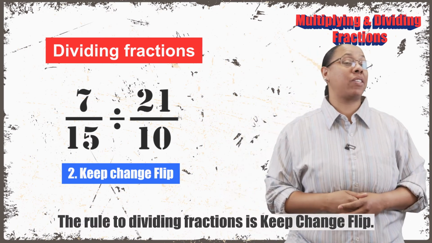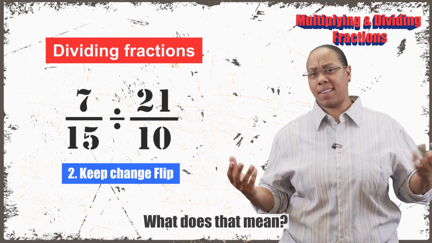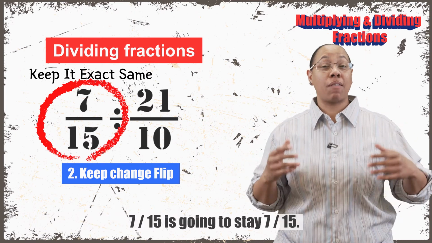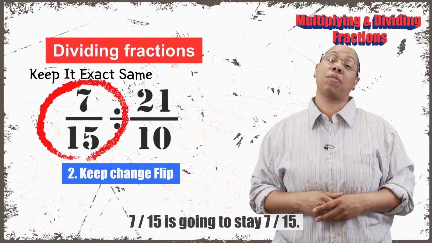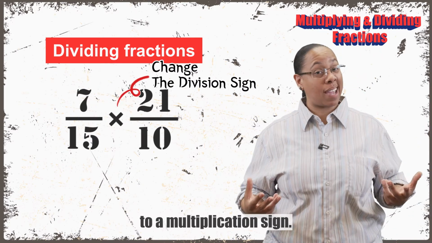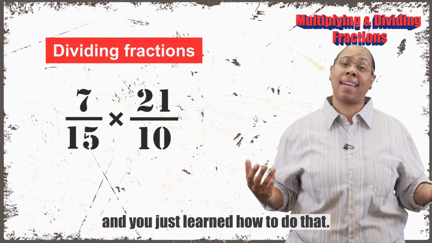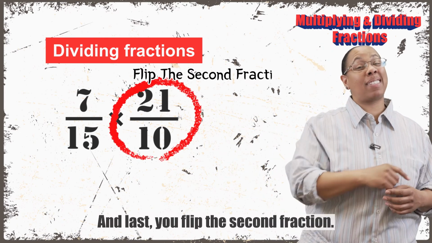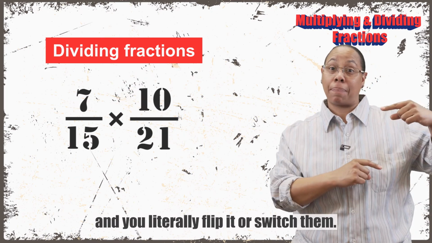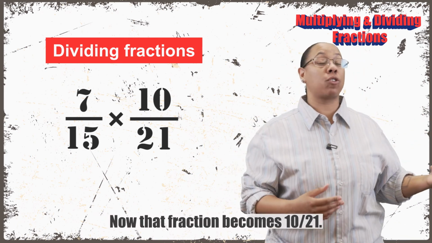So the rule when it comes to dividing fractions is keep, change, flip. What does that mean? Well, that means that you keep the first fraction the exact same. So 7 over 15 is going to stay 7 over 15. And then you change your division sign to a multiplication sign. So now we have a multiplication problem, and you just learned how to do that. And last, you flip the second fraction. That means you take the numerator and denominator and you literally flip it or switch them. So now that fraction becomes 10 over 21.